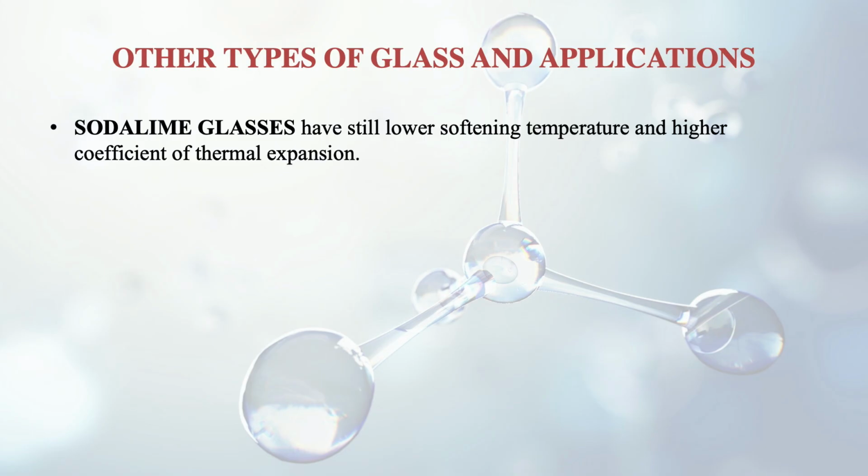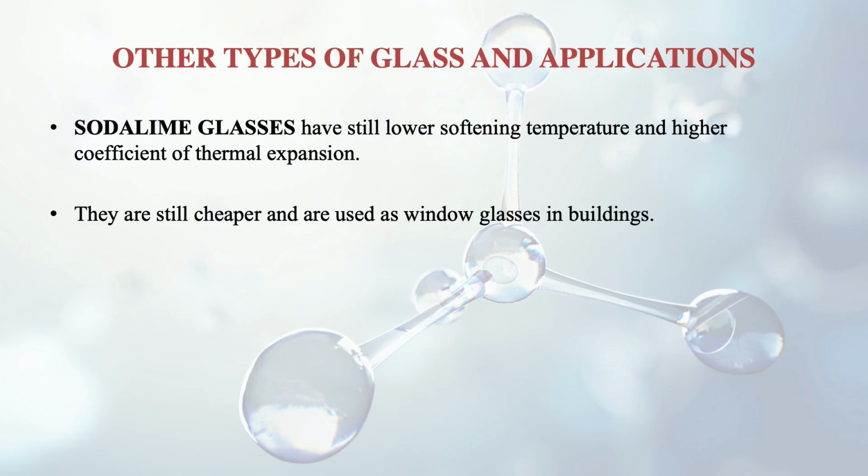Then we have the soda lime glasses. They still have a lower softening temperature and a higher coefficient of thermal expansion. So they will not expand that easily. So this property can be used at different places, and they are used in window glasses in buildings, and they are very cheap also.